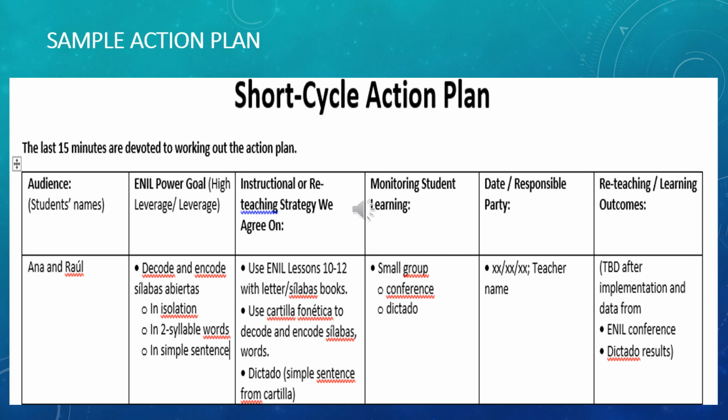Here is a sample of a completed action plan form. The students' names, Ana and Raul, in this example, are written under audience. The instructional goal, which can be drawn directly from Amira, is written next to audience. The focus and means of instruction are written under instructional strategy. Strategies for each power goal may also be drawn from Amira, as previously discussed.